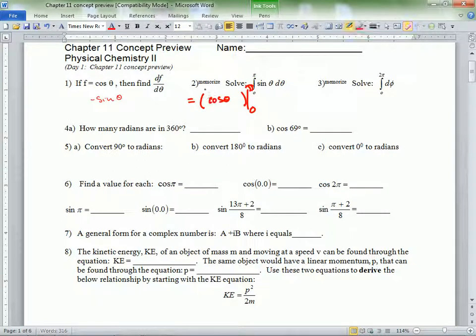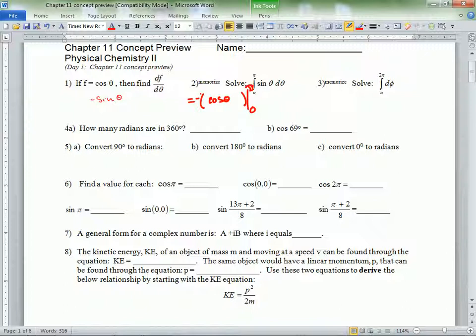If it was just cosine theta, take the derivative of it and always test it out. I think Brad and I were talking about this and we screwed it up. Take the derivative of this, you get negative sine theta. So that means you have to throw in a negative sign here. Whether you throw it in here or outside, it works. Okay. Now you have to evaluate it.